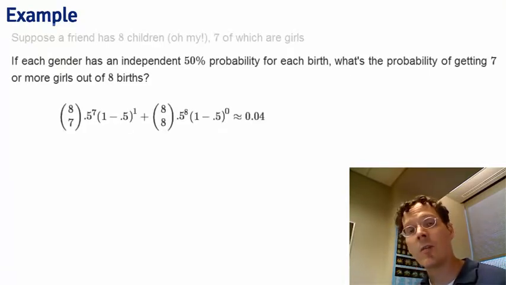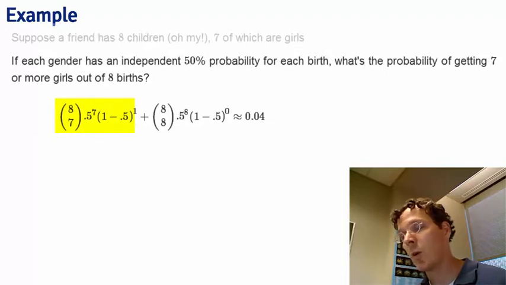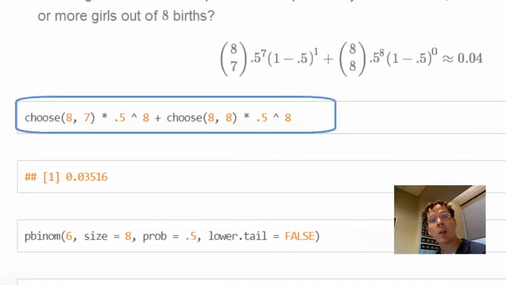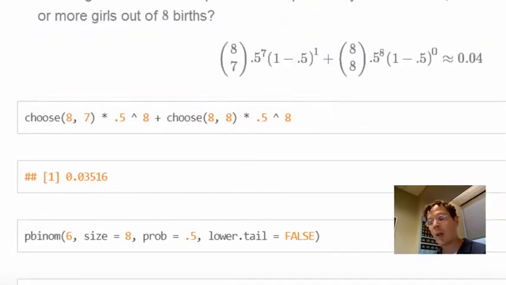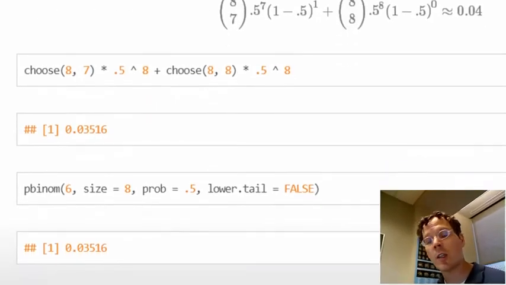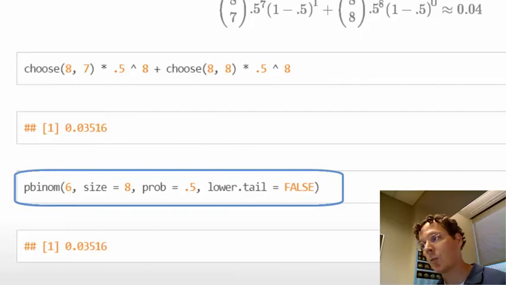That's the probability of 7, which is 8 choose 7, 0.5 to the 7, 1 minus 0.5 to the 1, plus 8 choose 8, 0.5 to the 8, 1 minus 0.5 to the 0, which works out to be about a 4% chance. Here I give you the R code for performing this calculation. Also, as with most of the common distributions, there's an R function, and pbinom gives you these probabilities.